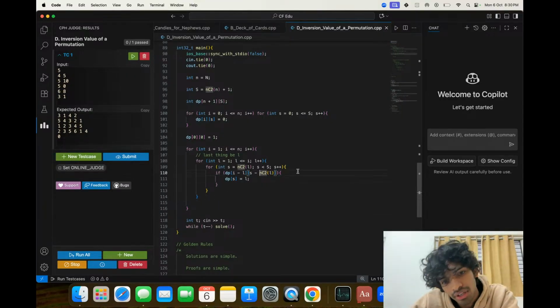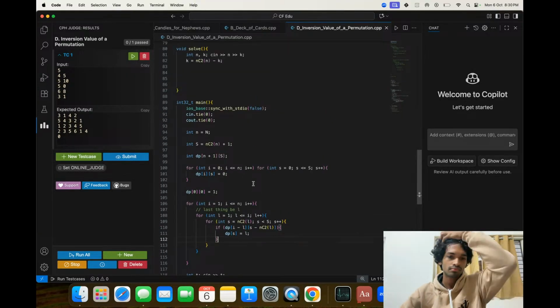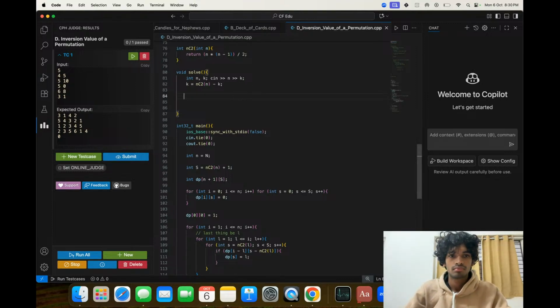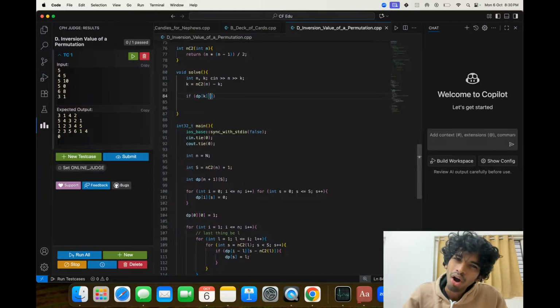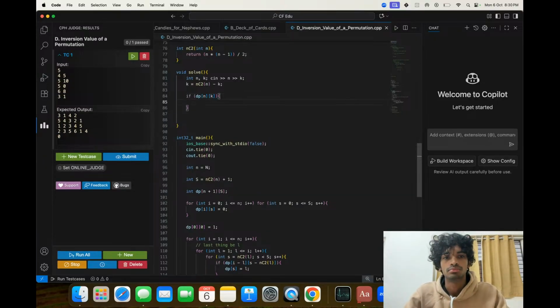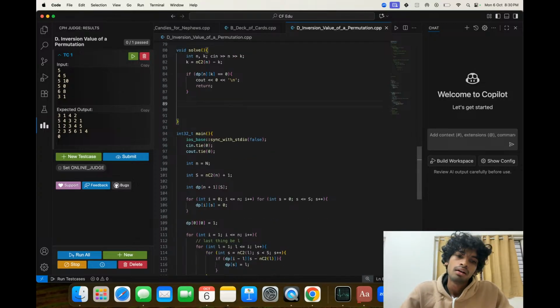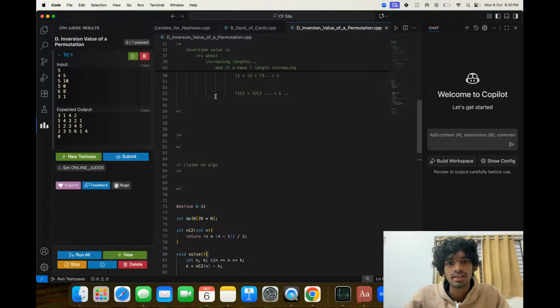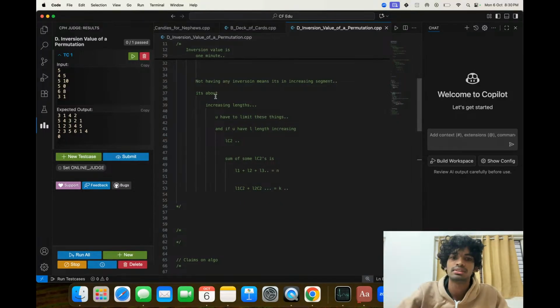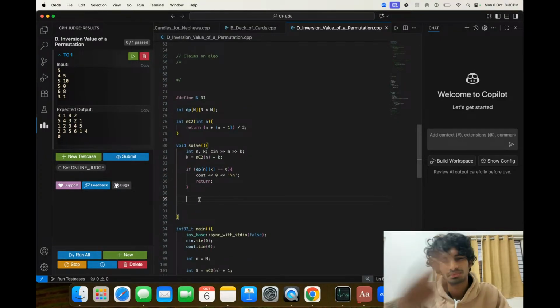So now we are having it for everything perfectly. If dp of n of k, sorry, if dp of sum being n, k cannot be formed, cout 0 and return. So the thing is, it's like some increase, some increase, some increase. This is a structure that you can make. So now I want to know what are all the lengths.